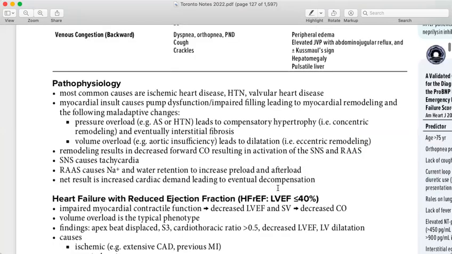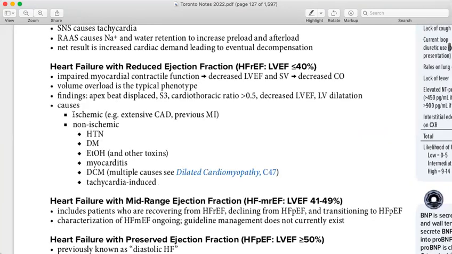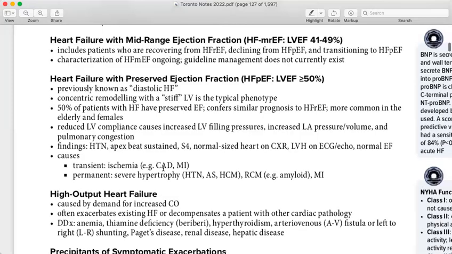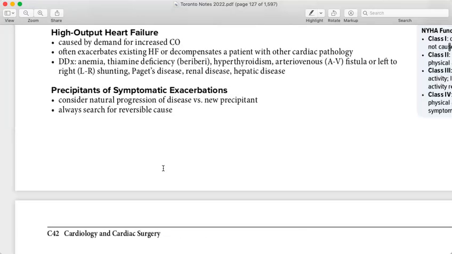Now, causes of the heart failure: ischemia, non-ischemia which is basically hypertension and diabetes mellitus, ethanol use, myocarditis, dilated cardiomyopathy, then tachycardia induced. Heart failure with a mid-range ejection fraction.